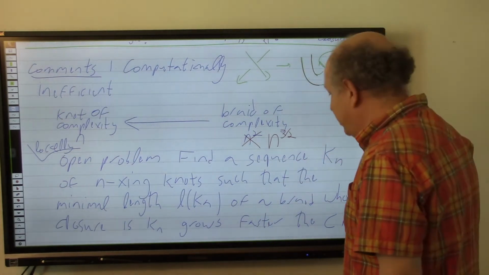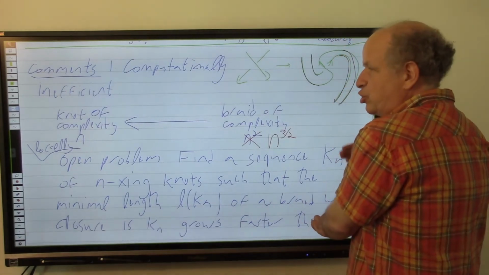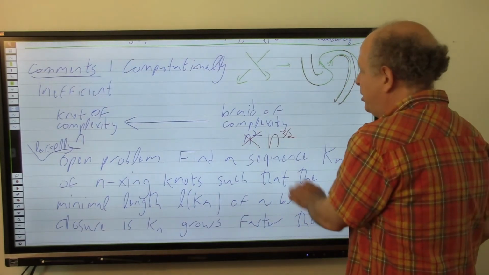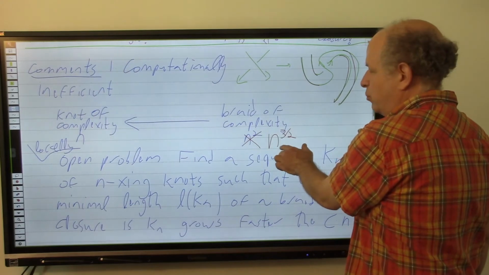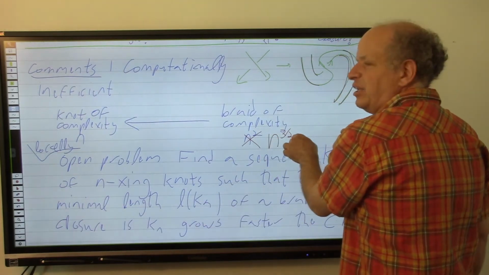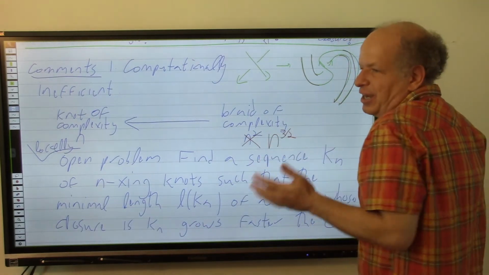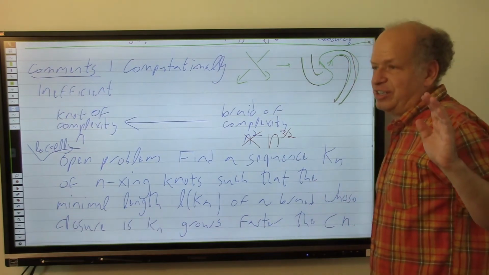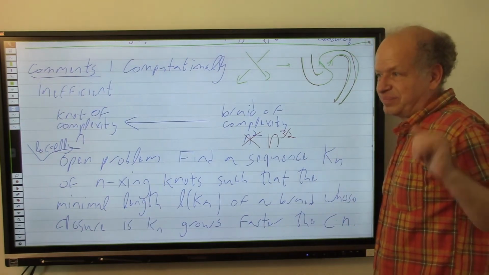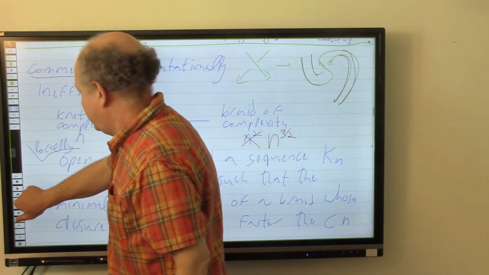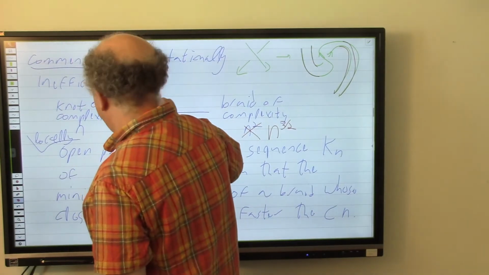And my current expectation is that you should be able to find such a family in which the minimal length grows like n to the 3/2. But I don't actually have an example. Okay. So that was comment number 1.